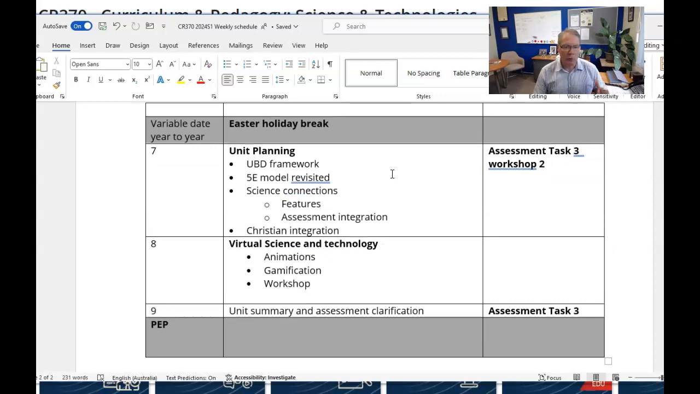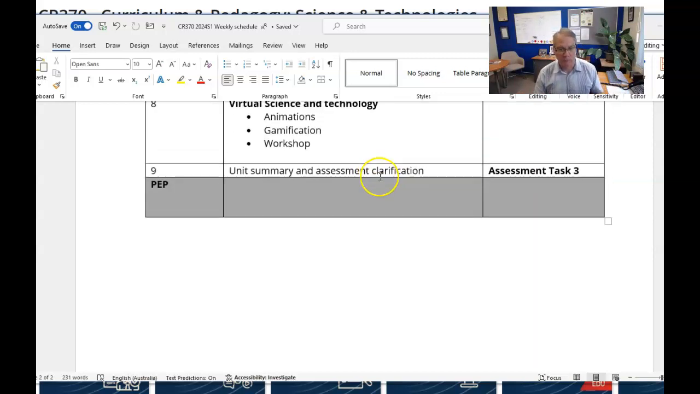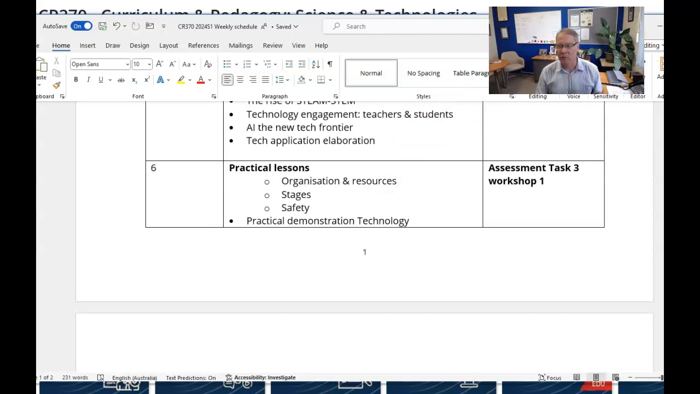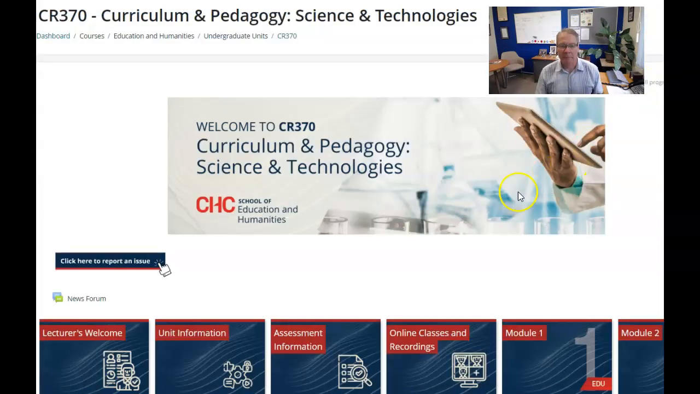Then unit planning, putting it all together and incorporating assessment. And the last one is really a workshop, and then you're off to go on PEP. So it's not a complicated schedule that we're dealing with today, but it is something that will equip you.